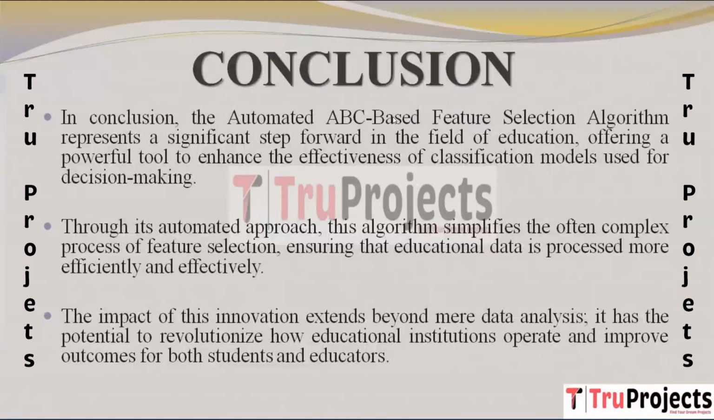To sum up, the automated ABC based feature selection algorithm signifies a notable advancement in the education sector. By automating the feature selection process, this algorithm streamlines the typically intricate task, resulting in more efficient data processing in education. This innovation's influence goes beyond mere data analysis. It has the potential to transform the operations of educational institutions and enhance outcomes for students and educators alike. So here we have completed with our project.